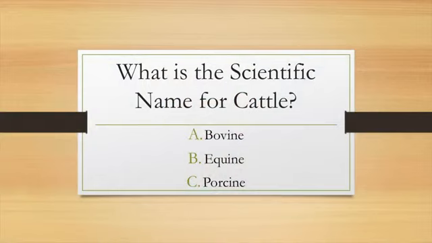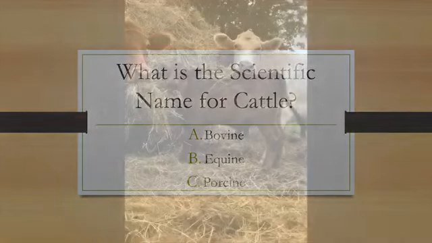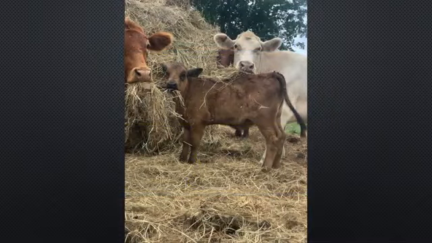What is the scientific name for cattle? Is it A, bovine, B, equine, or C, porcine? Okay, if you picked A, bovine, you're correct. The scientific group name for cattle is bovine. The scientific name for horse is equine, and the scientific name for pigs or swine is porcine.